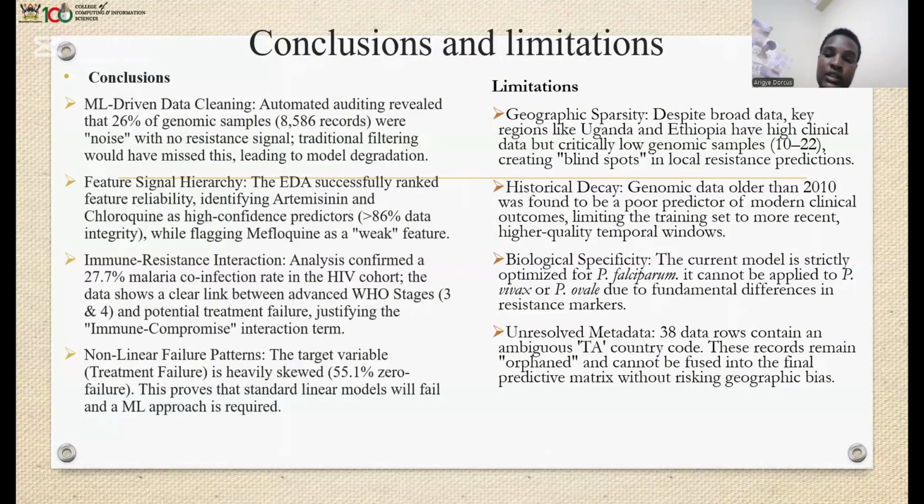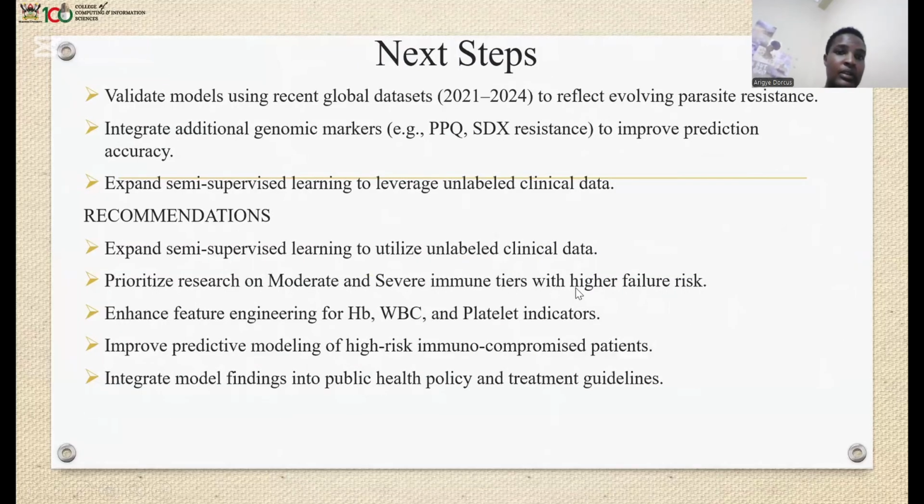So overall, these insights give us a strong foundation, but they also highlight where we need more data and caution in interpretation. And the next steps: validate models using recent global data sets from 2021 to 2024 to reflect evolving parasite resistance. Then, our recommendations: expand semi-supervised learning to utilize unlabeled clinical data.